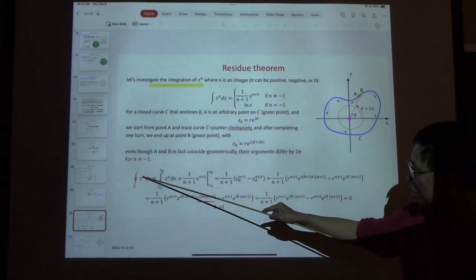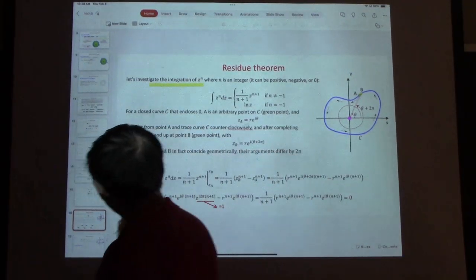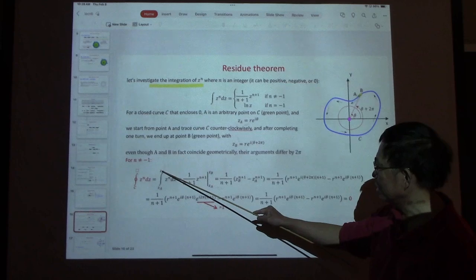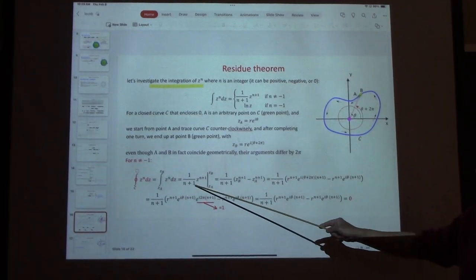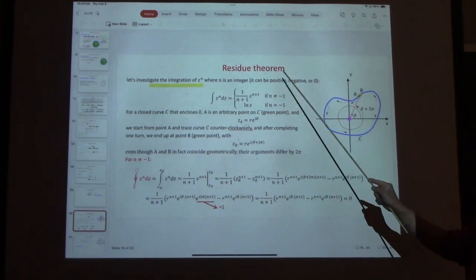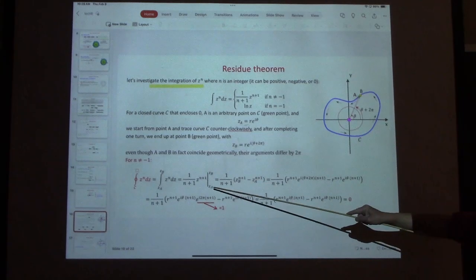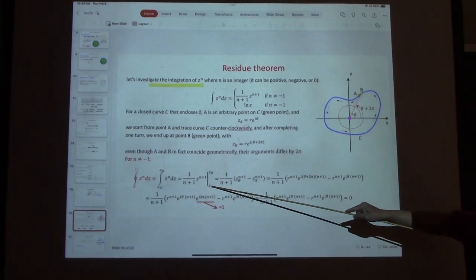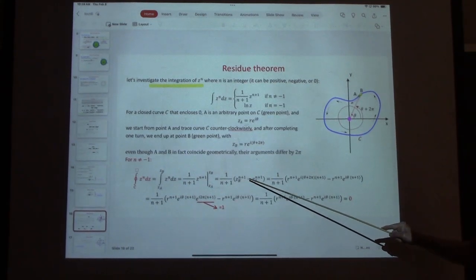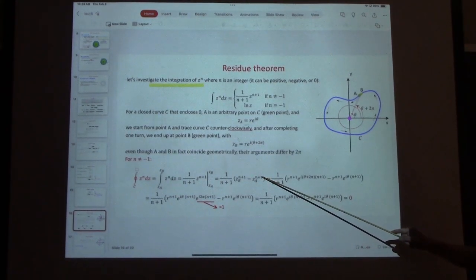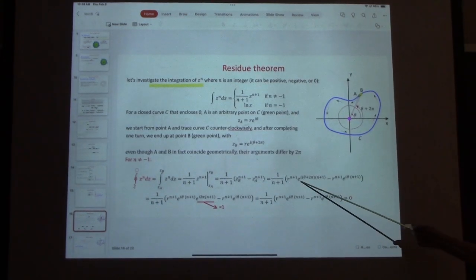So the integration of this over this closed loop C is from ZA to ZB. No problem, right? So integrate that. Immediately we get this. Then we put in the positions from A to B, so it's ZB to the power n plus 1 minus ZA to the power n plus 1, right? No problem.